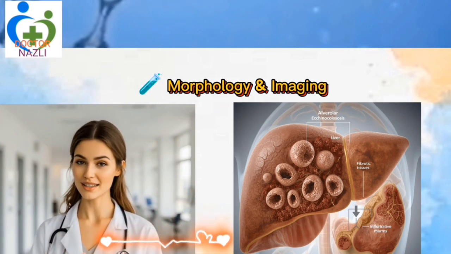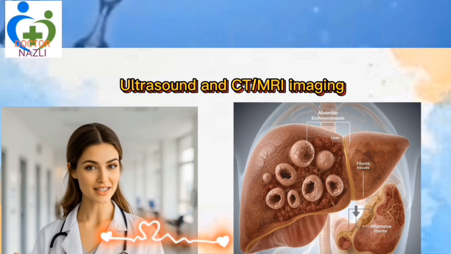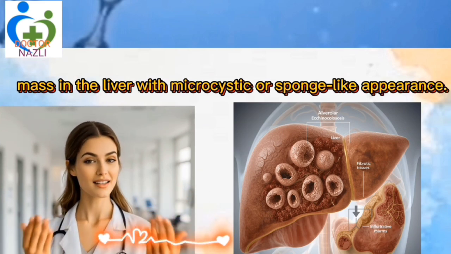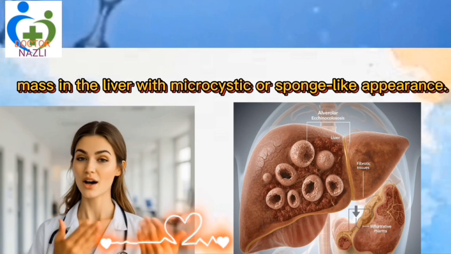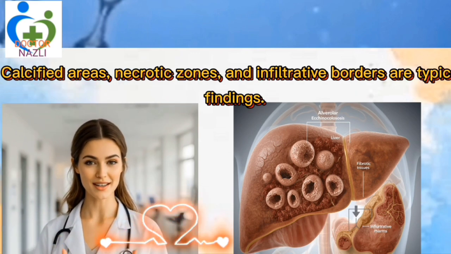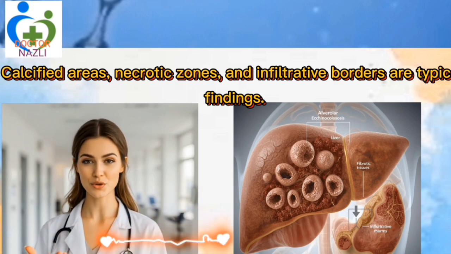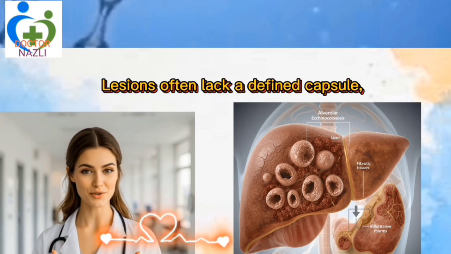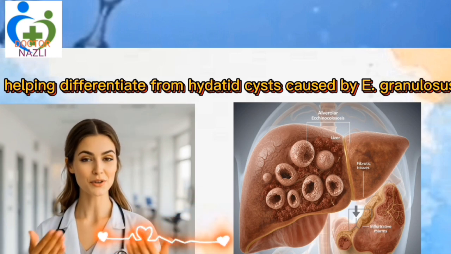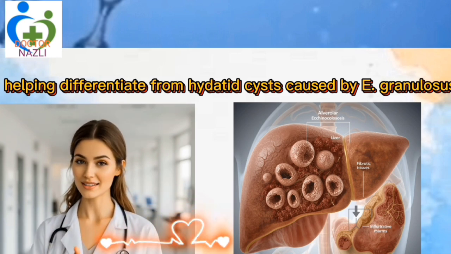Morphology and imaging: ultrasound, CT, and MRI typically show an irregular mass in the liver with a microcystic or sponge-like appearance. Calcified areas, necrotic zones, and infiltrative borders are typical findings. Lesions often lack a defined capsule, helping differentiate from hydatid cysts caused by Echinococcus granulosus.